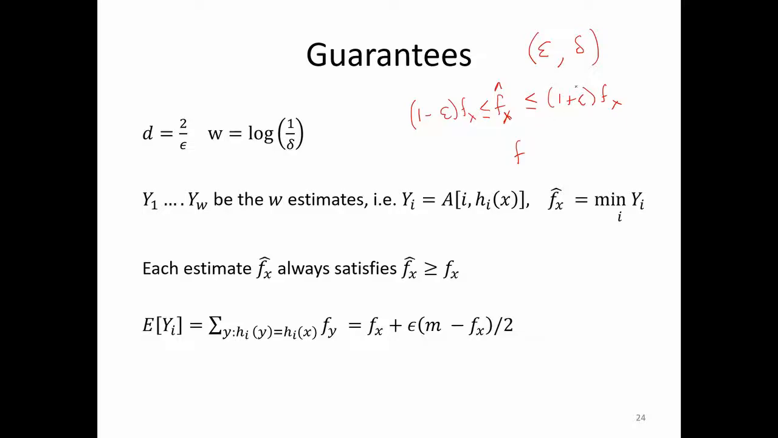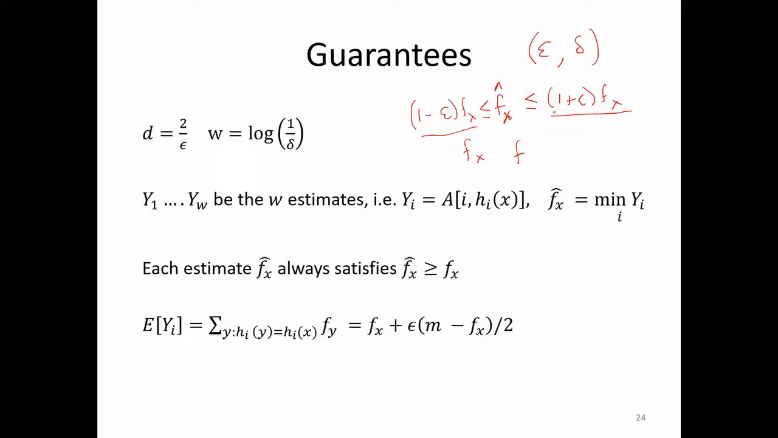Now we will see this, but actually you don't need the lower part. Your lower guarantee is actually fx. So it is going to estimate at least f of x, but it may do some overestimation.